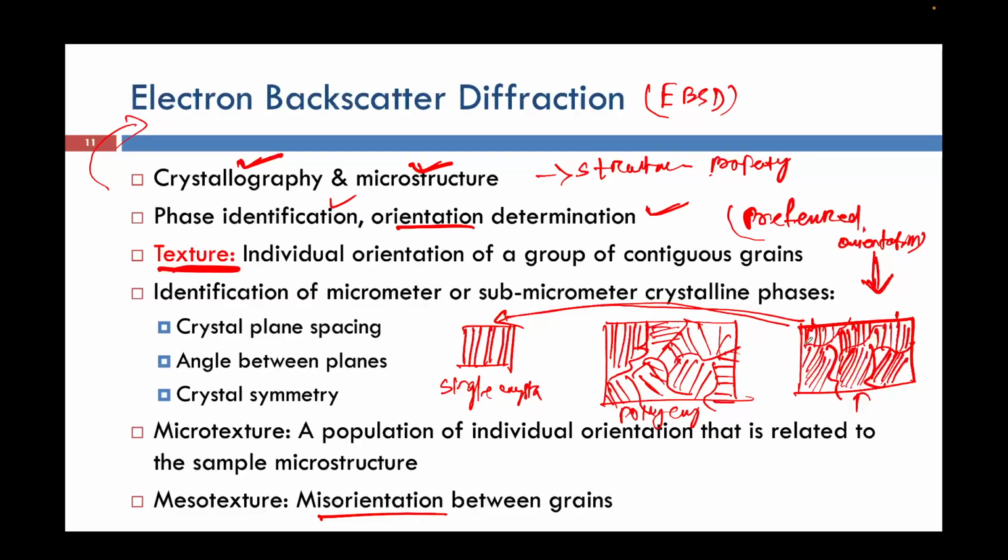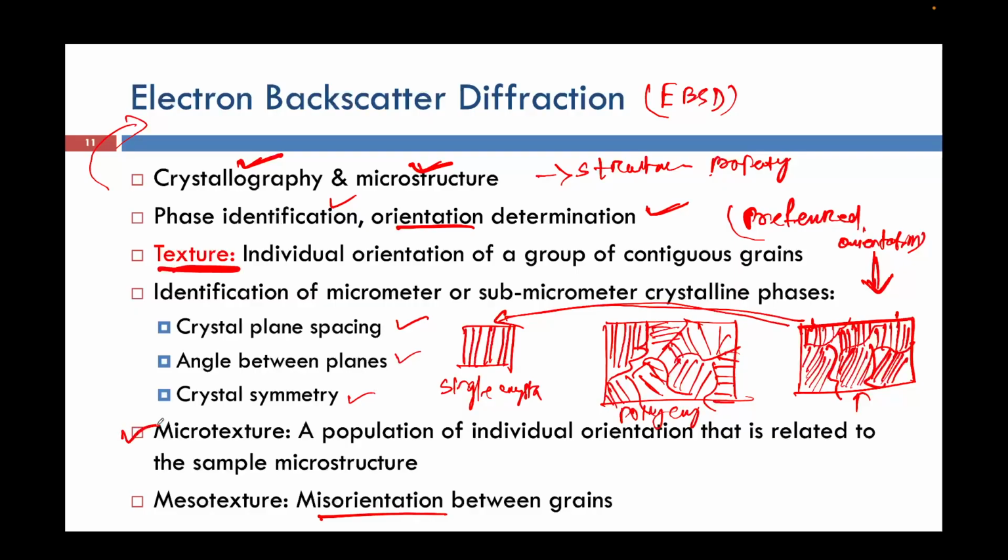Okay, and since EBSD is a very useful tool to determine texture, we use this EBSD to get the orientation relationship between different grains. And we can also get some additional information from our sample, that is crystal plane spacing, angle between planes, and crystal symmetry. All of this information we will be able to get from EBSD. Okay? And there is another term called microtexture.